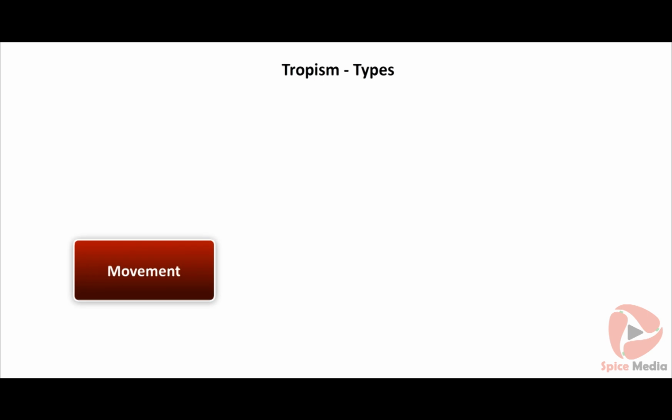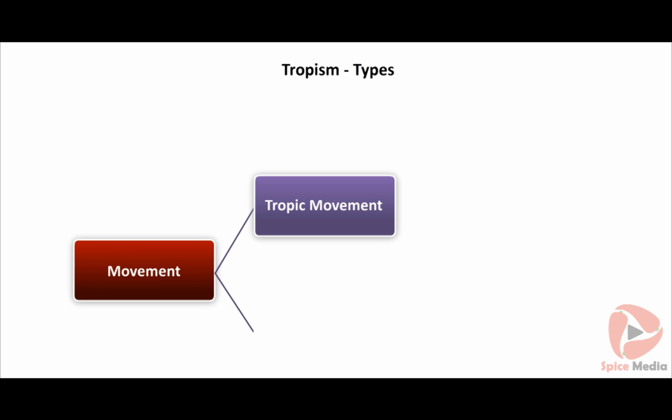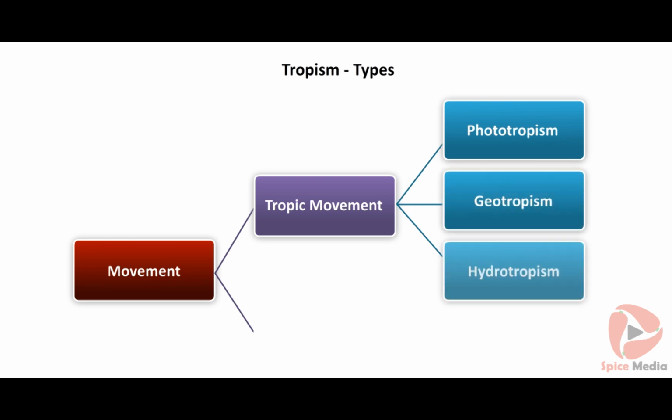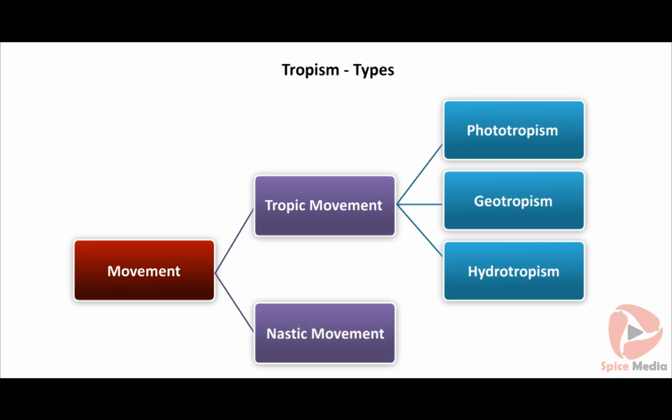Plants' movement is broadly classified into 2 categories. Tropic movement is movement of the part with the direction of the stimulus and influences the growth. Phototropism, movement towards light. Geotropism, movement towards earth. Hydrotropism, movement towards water. Nastic movement is movement of the part that is not concerned with the direction of the stimulus and does not influence the growth.